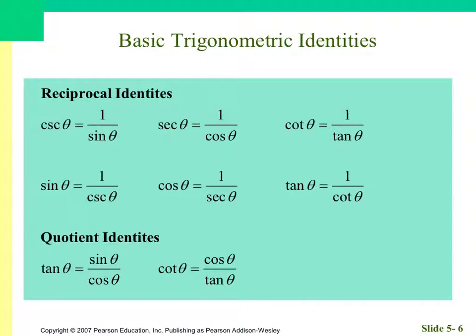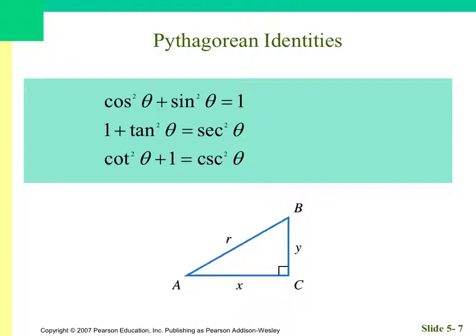Reciprocal identities. We know these. Quotient identities. We know those. These we know. Pythagorean ones. A squared plus b squared equals c squared. Well, cosine squared plus sine squared equals 1. 1 plus tangent squared equals secant squared. These are key. You are going to need to be able to use these. You need to write these down. You need to know these.